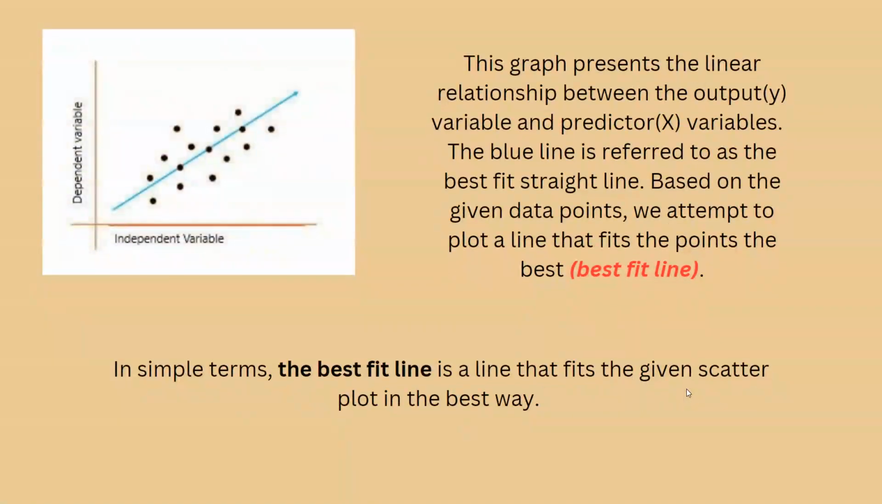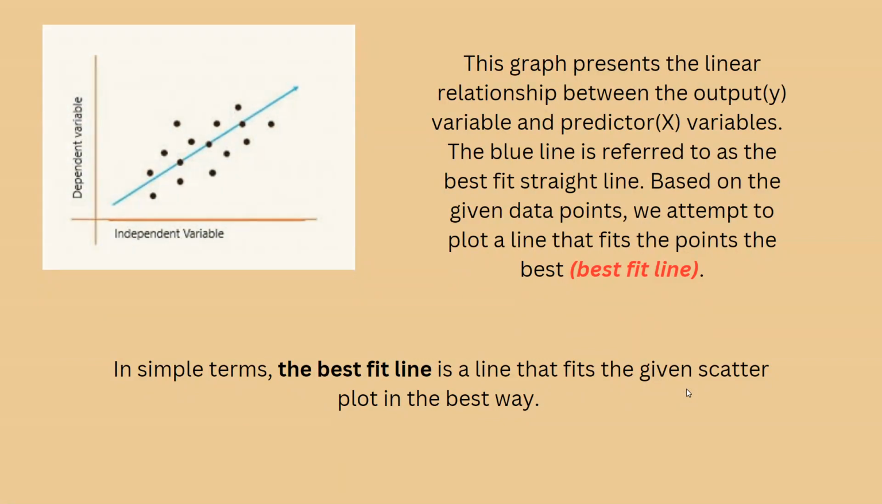This graph represents the linear relationship between the output variable, which is y, and the predicted variable, which is x. The blue line is referred to as the best fit straight line. Based on the given data points, we attempt to plot a line that fits the points the best. In simple terms, the best fit line is a line that fits the given scatter plot in the best way.